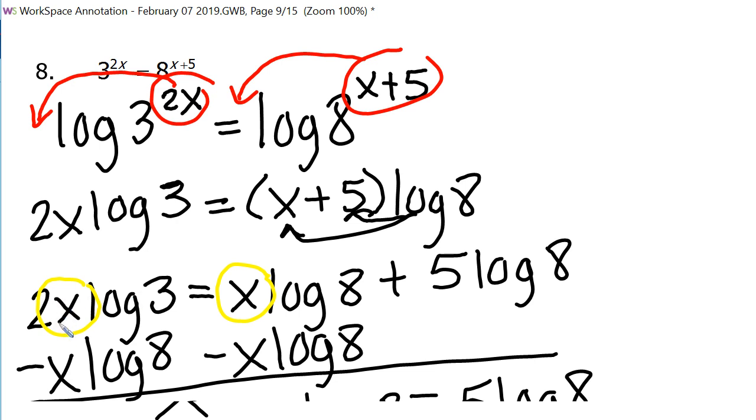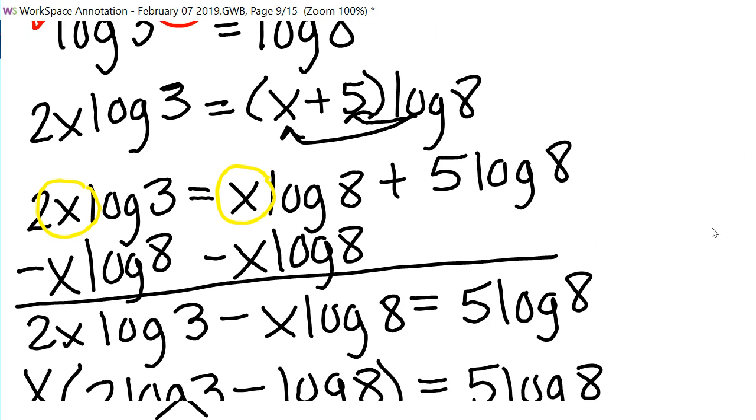So when I pull the x out, that leaves me with 2 log of 3. And when I pull the x out of here, that leaves me with negative log of 8. That equals 5 log of 8.